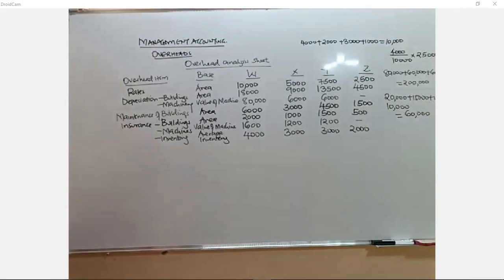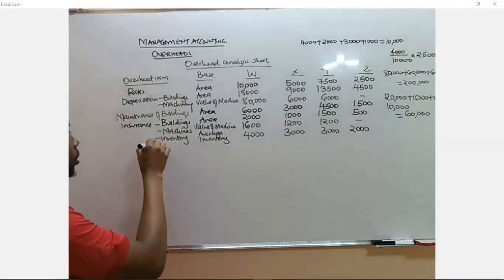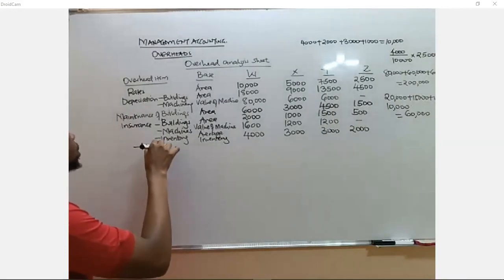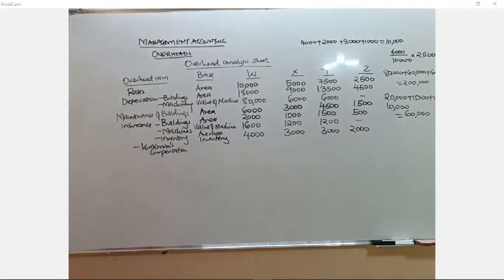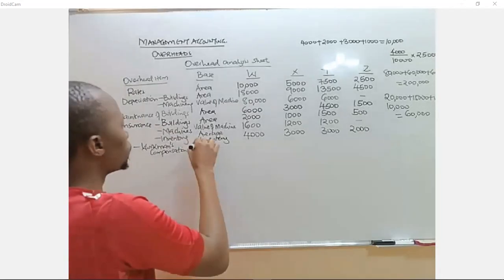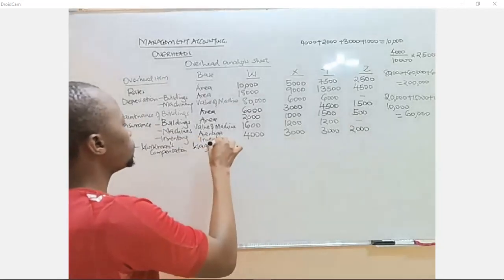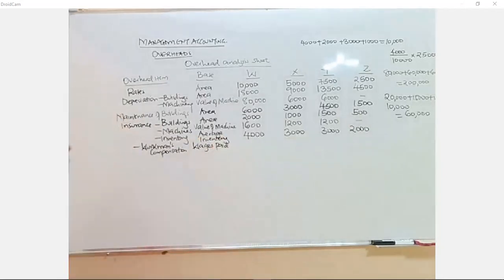After the inventory, we have workman's compensation. Under the workman's compensation, the total value that we are supposed to be allocating is 4,000. Then you ask, under this workman's compensation, what can we use? The best you can use for workman's compensation is the wages paid. You can just use the wages paid.